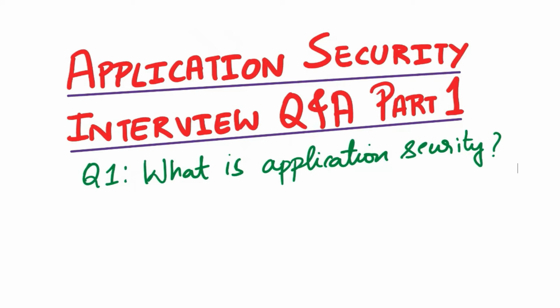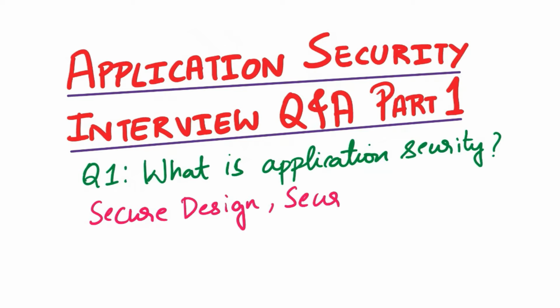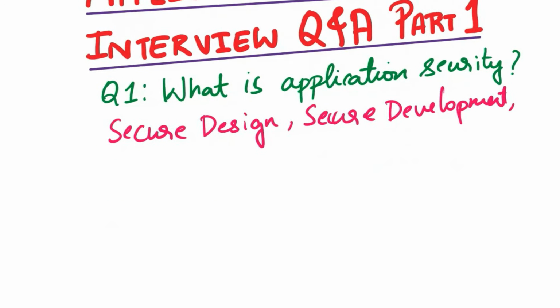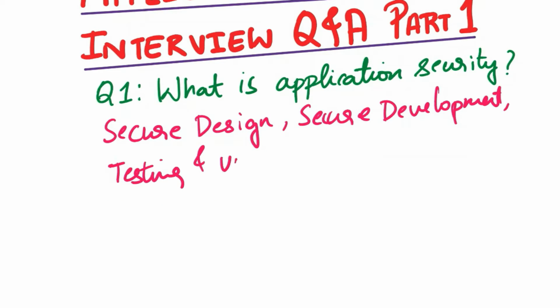Let's see some of the key aspects of application security. First one, secure design. Building applications with security principles from the outset, including threat modeling and secure architecture design. Next is secure development. This is using secure coding practices and guidelines to prevent common vulnerabilities such as cross-site scripting, SQL injection, and others. Next one is testing and vulnerability assessment. That is conducting security testing, including static analysis, dynamic analysis, and penetration testing to identify and remediate vulnerabilities.